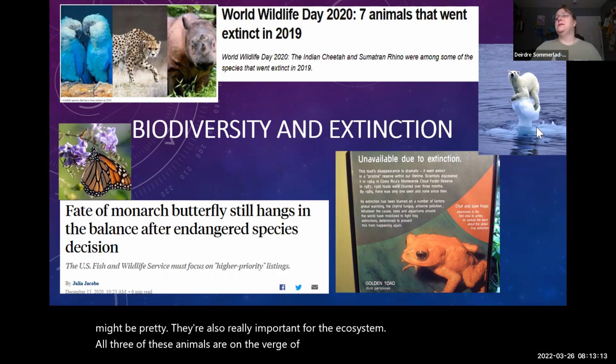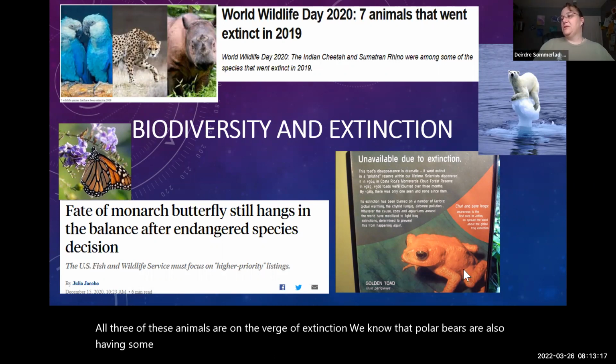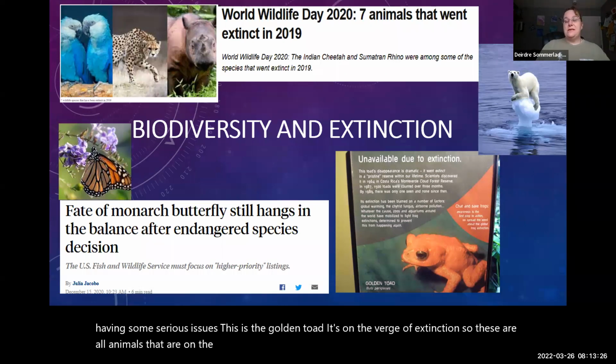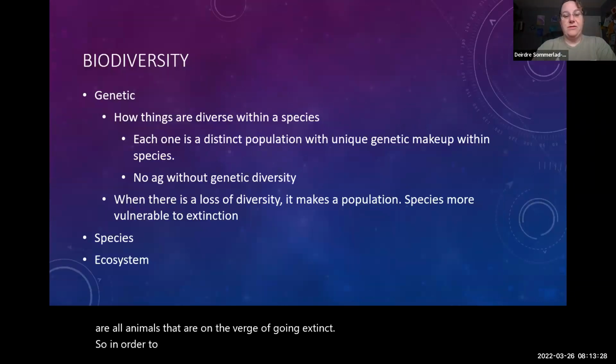We know that polar bears are also having some serious issues. This is the golden toad. It's on the verge of extinction. So these are all animals that are on the verge of going extinct. So to understand biodiversity, we have to understand some specific terms.